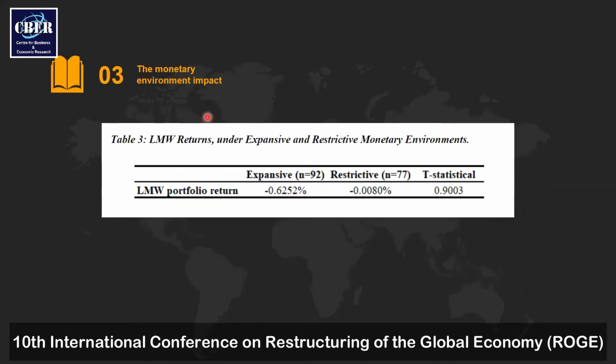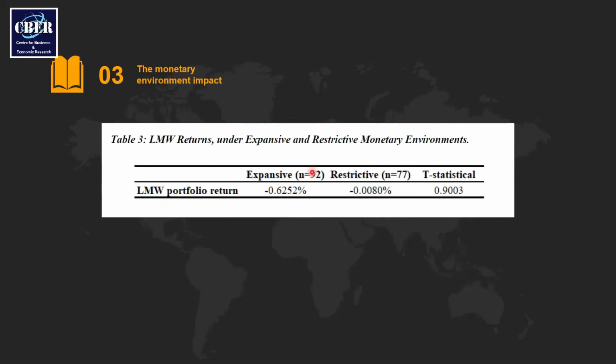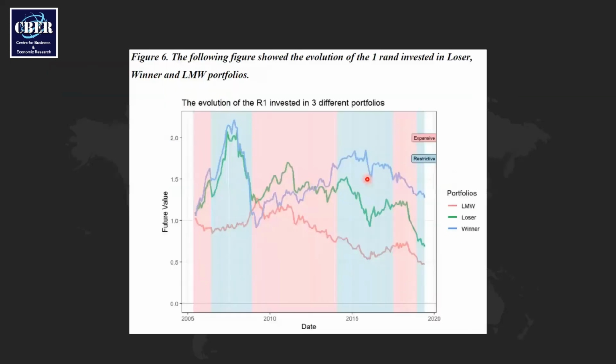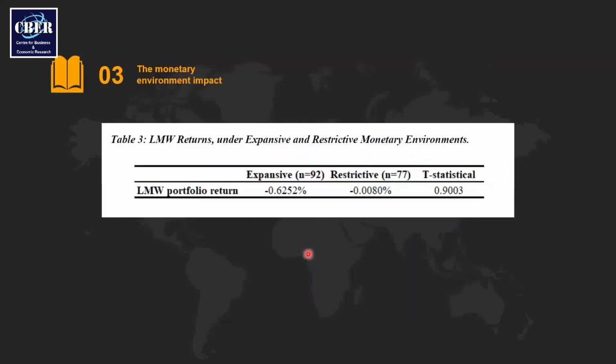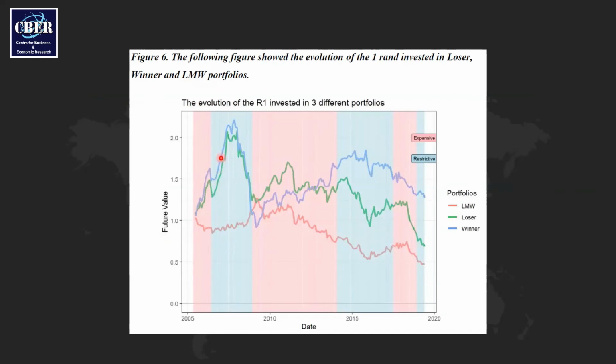And then we look at the monetary environment's impact. So what we see here is the loser minus winner returns during both expansive and restrictive periods. And we can see that the losers fail to rebound or to beat the winner, exhibiting a negative 62 basis points drop. However, in the restrictive period, interestingly enough, the losers do close the gap. And as we can see in this graph, it does support table 3, where the losers consistently perform worse than the winners, and they're not reversing at any point except during the 2008 financial crisis. But afterwards, they exhibit a poorer performance.